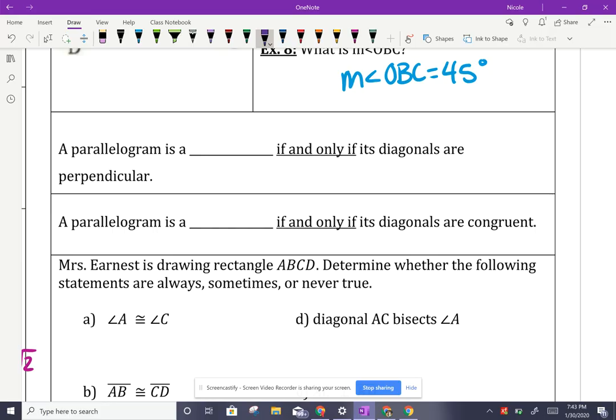That means it has to work in both directions. So it can only be a rhombus if its diagonals are perpendicular, and if it has diagonals that are perpendicular, it has to be a rhombus or a square. But remember, a square, look at your flow chart, your square uses everything from a rhombus. So a square is technically a special rhombus. So a rhombus is our answer.